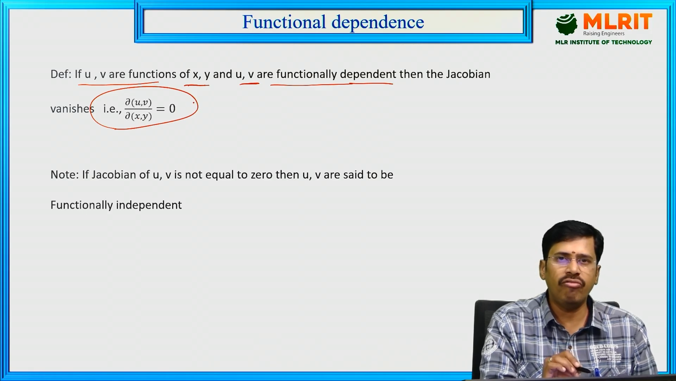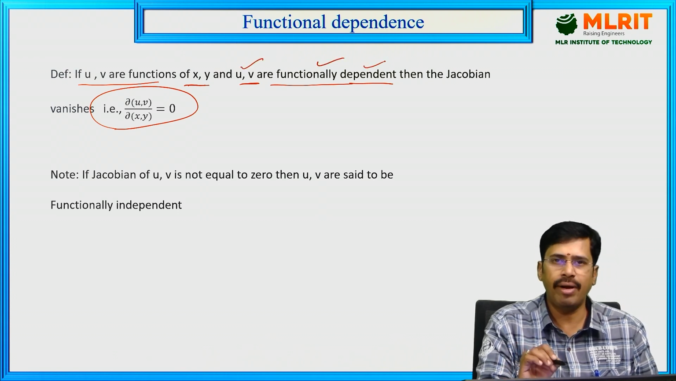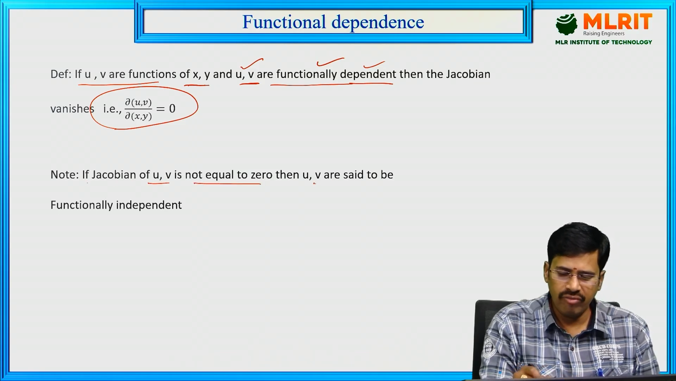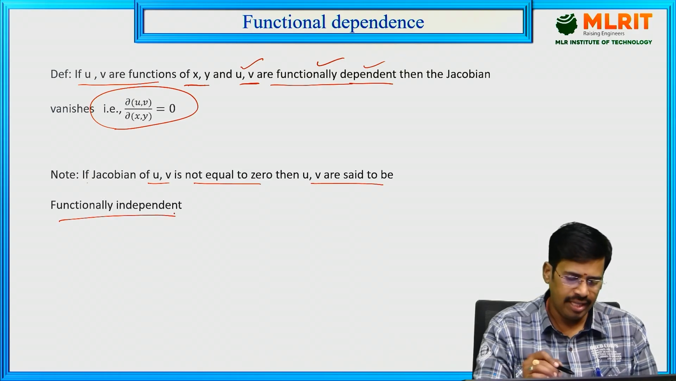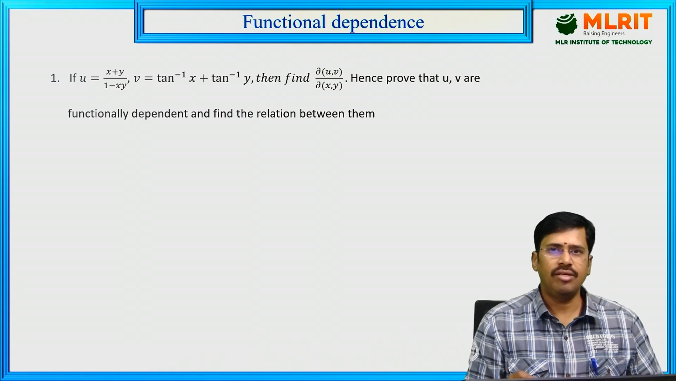If the Jacobian of two functions is 0, then we say that those two functions u, v are functionally dependent. There is a note: if the Jacobian of u, v is not equal to 0, then we say that those two functions are functionally independent. Right. Let us see one problem.